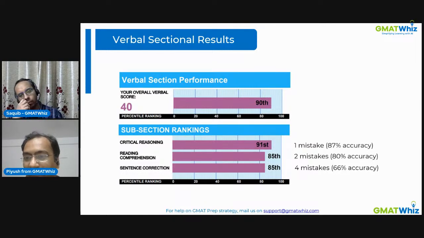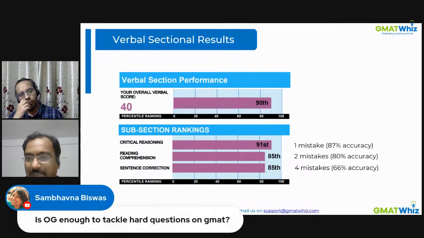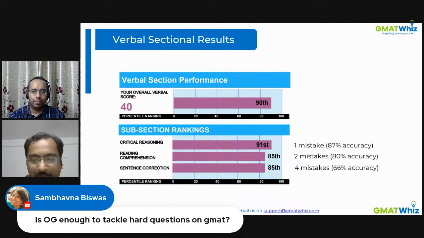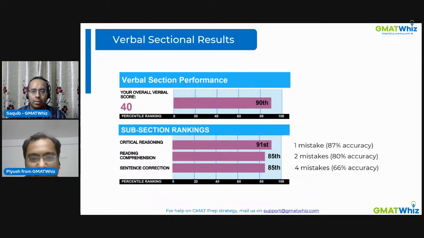Okay, in the meantime, Shakib has a question. She says, are OG questions enough to tackle hard questions on GMAT? What is your take on that? My personal opinion would be you might have to do a few GMAT Prep questions also. And OG won't be enough just to answer that question.